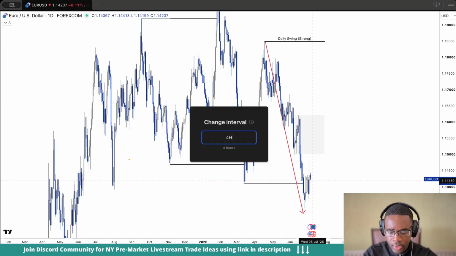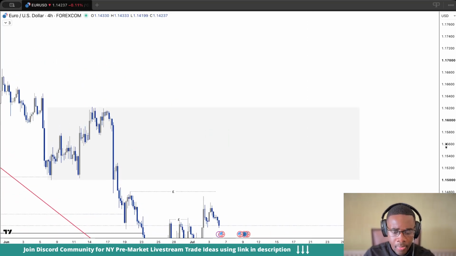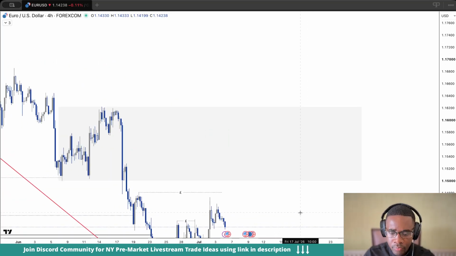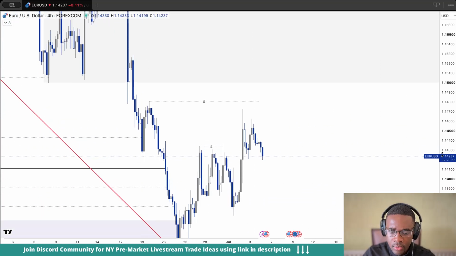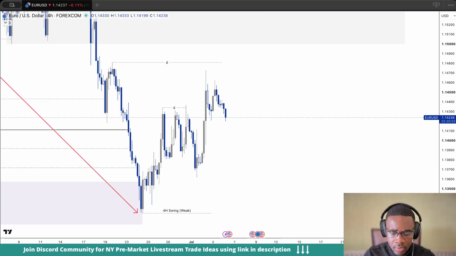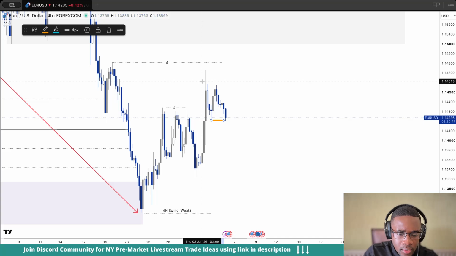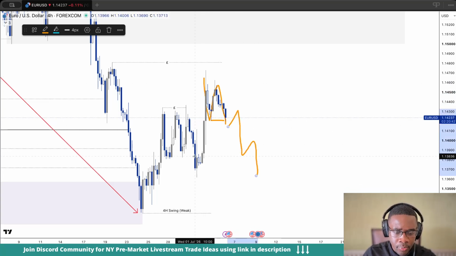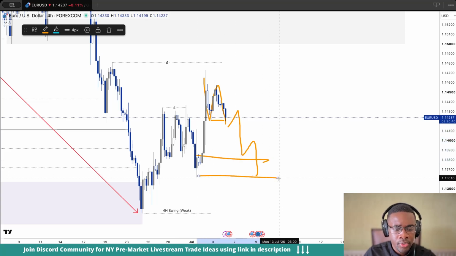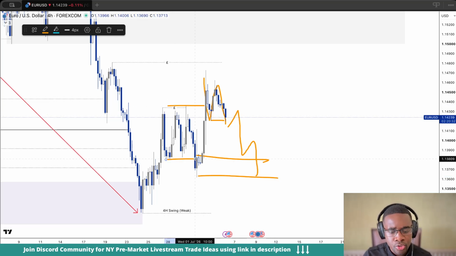Looking at this area, you can see that price has broken lower slightly. This could be an indication that price may be willing to push a bit lower, maybe even to this area of demand, which is responsible for this break of structure after this sweep of these lows.